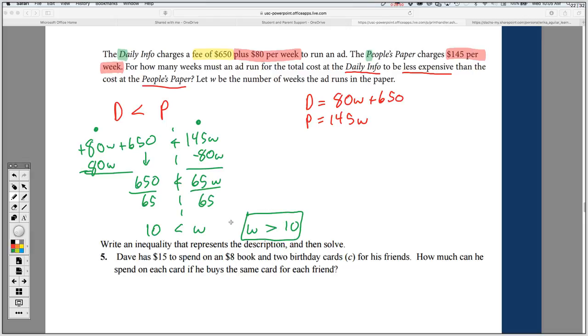Okay. So basically in 10 weeks, you said daily info is less than the People's Paper. Good. So in 10 weeks or greater, this one makes it true. So it makes it true that this paper will be less than that one. Good job.